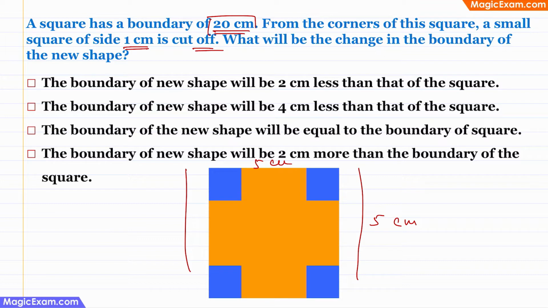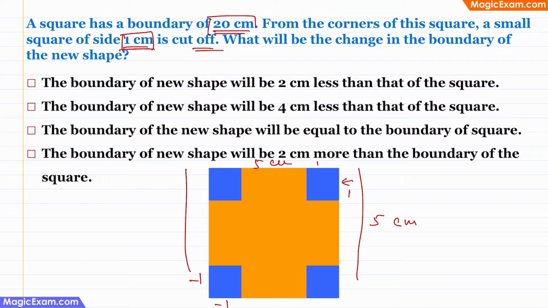And if we cut off squares of 1 centimeter from each corner, so which means that we are cutting off this square, which is 1 centimeter and 1 centimeter. So now every time you cut off one square like this from a corner, you are removing -1, right?